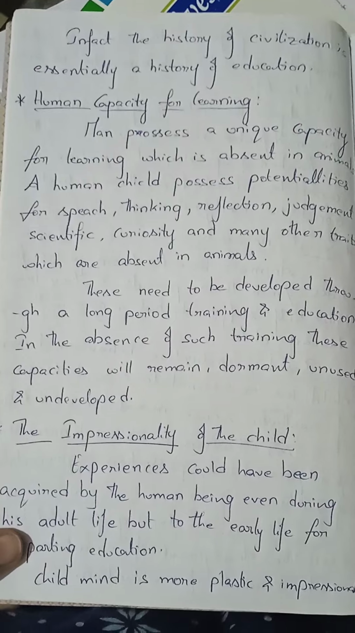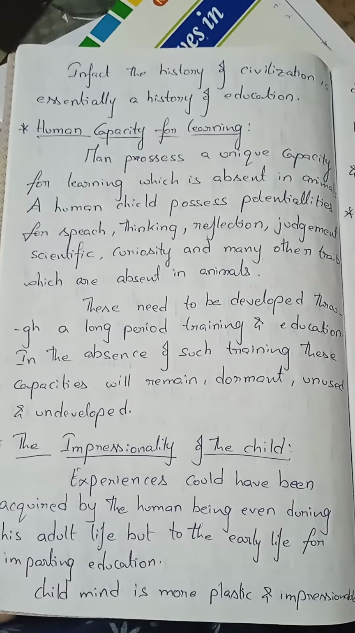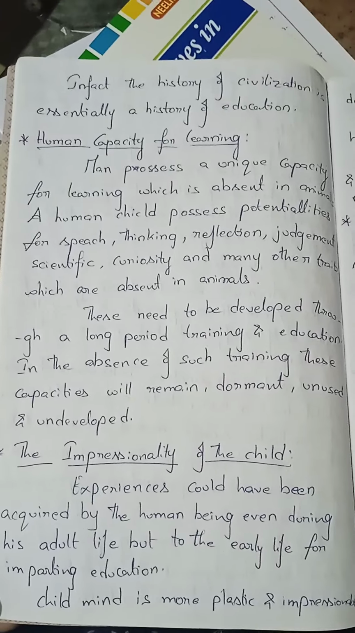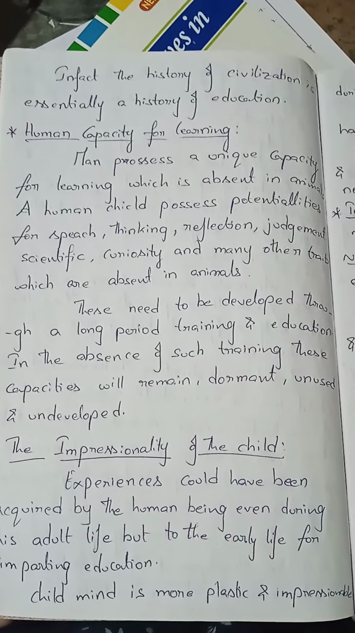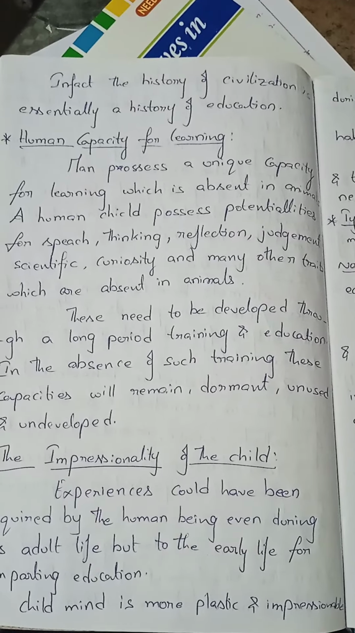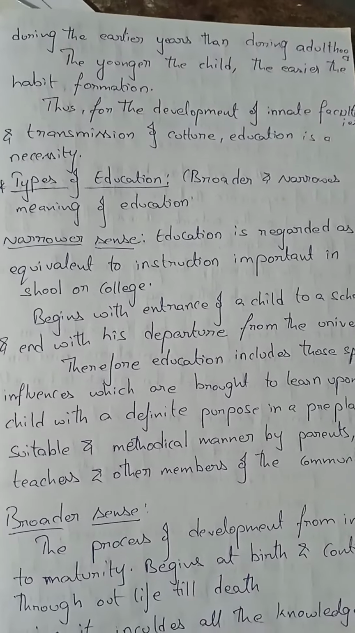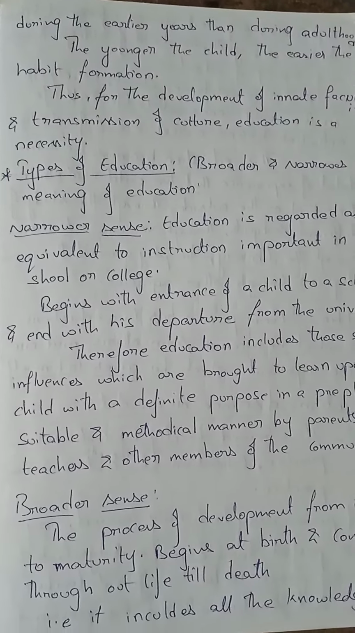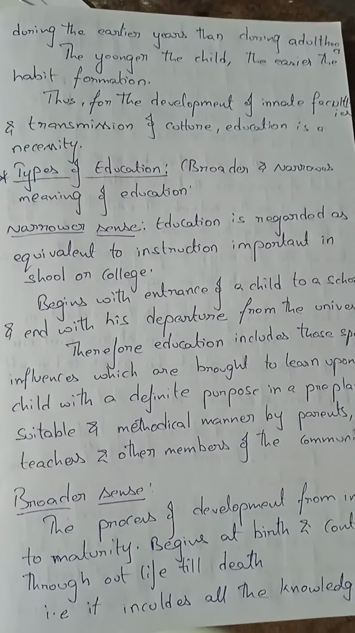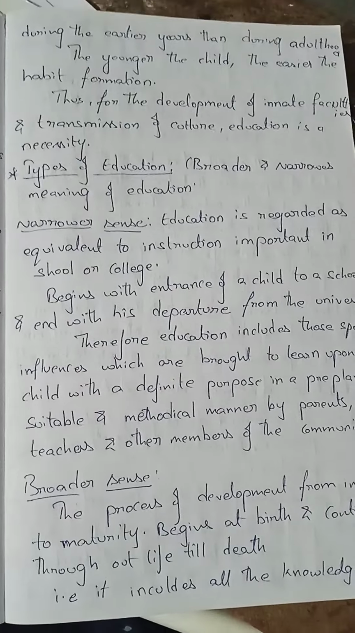The plasticity of the child. Experience could have been acquired by the human being even during his adult life, but the early life is best for imparting education. The mind is more plastic and impressionable during the early years than during adulthood. The younger the child, the easier the habit formation. Thus, for the development of innate faculty and transmission of culture, education is a necessity.